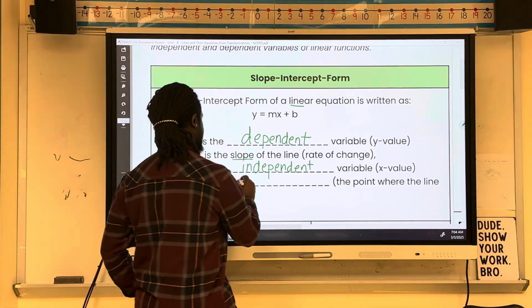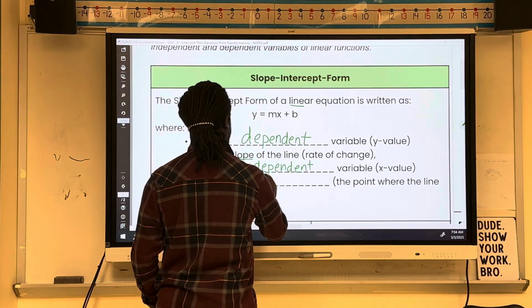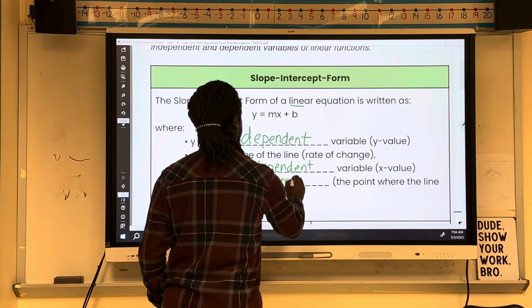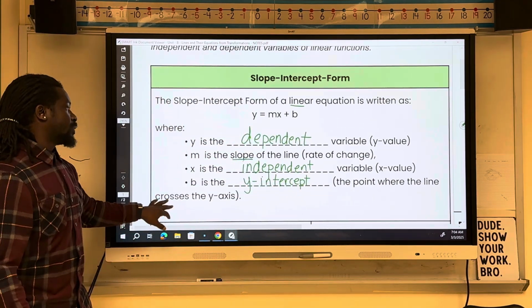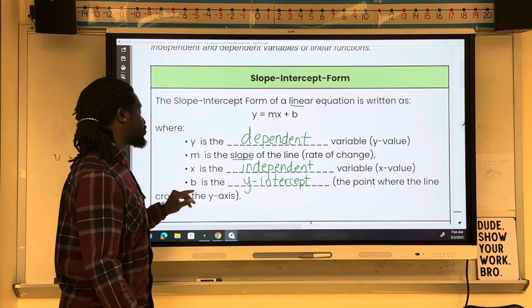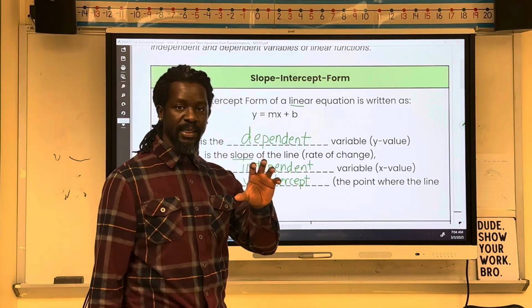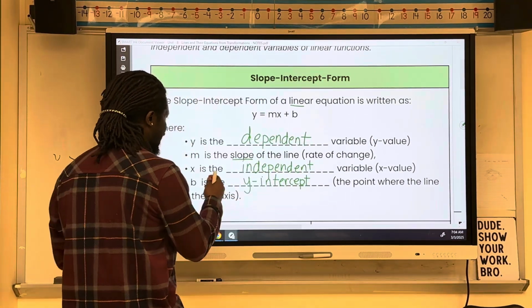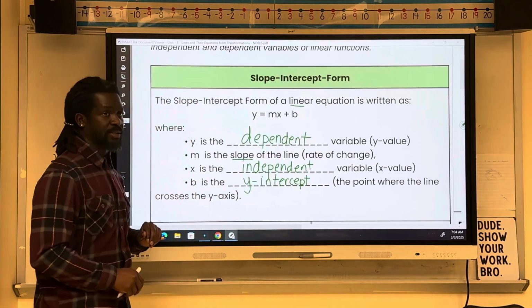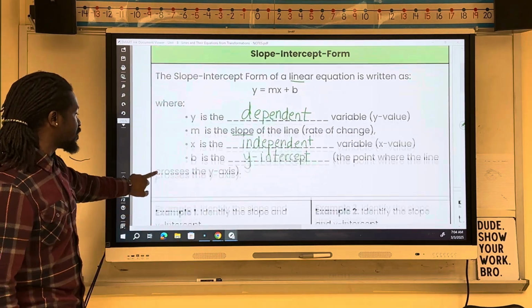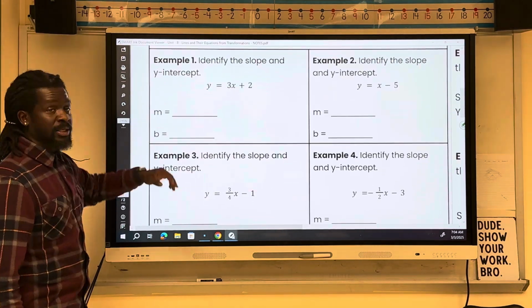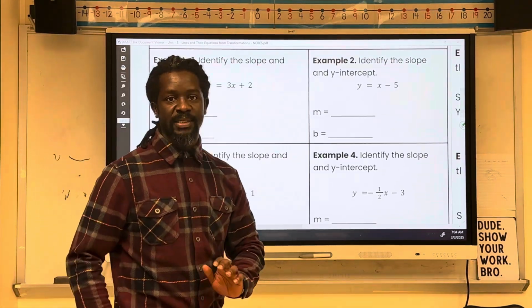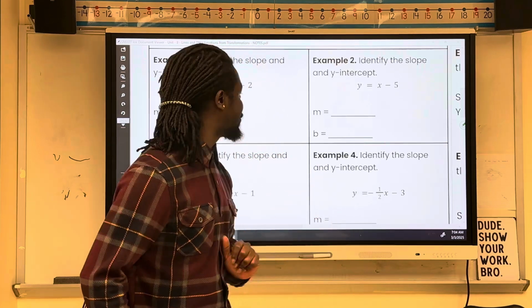And b is the y-intercept. The y-intercept is the point where the line crosses the y-axis. So it's the place where the line crosses the y-axis, and we're going to see that here in just a minute. But first, let's look at some questions where all we have to do is identify the slope and the y-intercept.